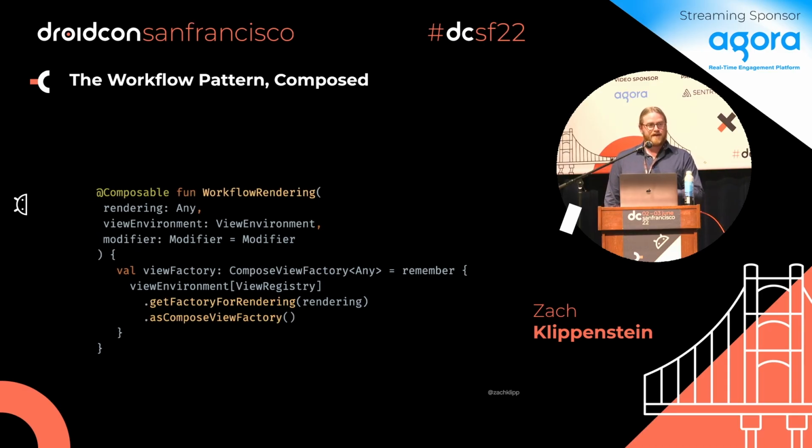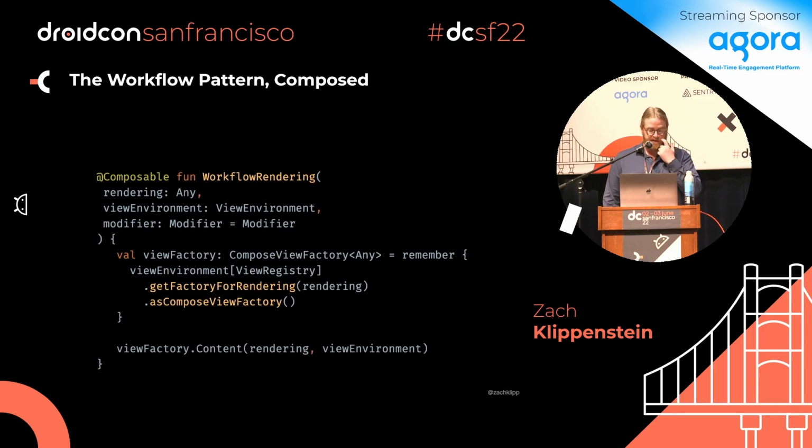I'm just going to hand wave that for now, and there's a function called asComposeViewFactory that takes a view factory and makes it a composable view factory. I'll talk about how that works in a little bit as well, but I want to finish talking about this function first. So remember that composable content method that we saw on the compose view factory? This is where we actually call it. We'll ask the runtime for a composable view factory, and then just call it with the rendering.